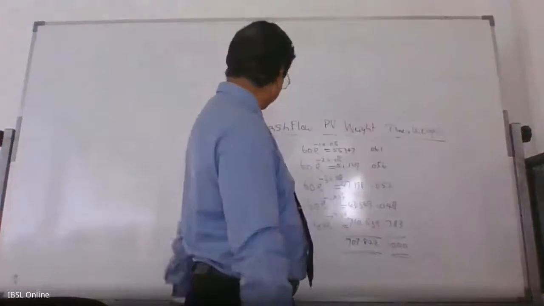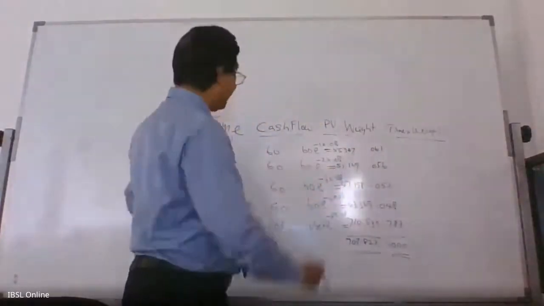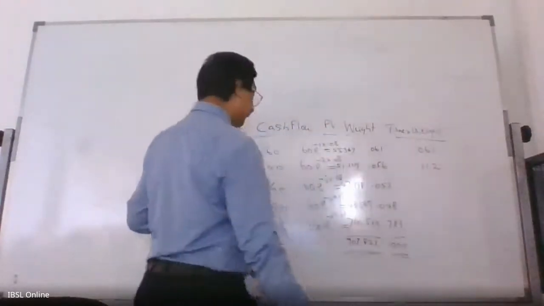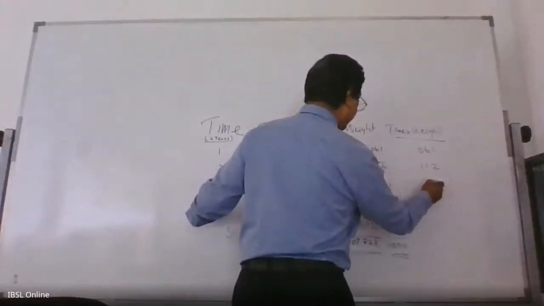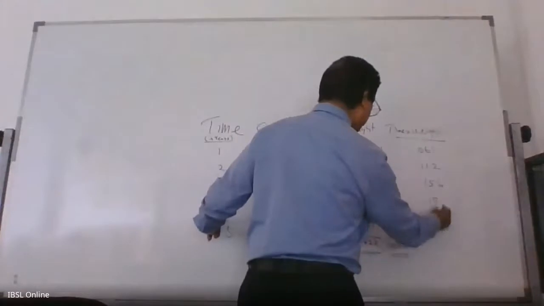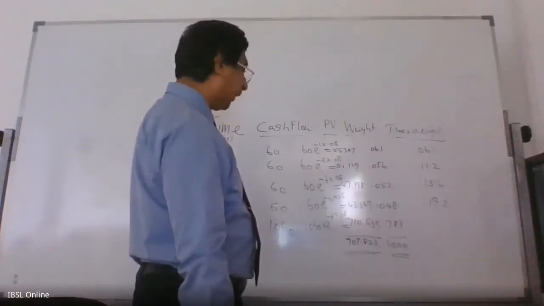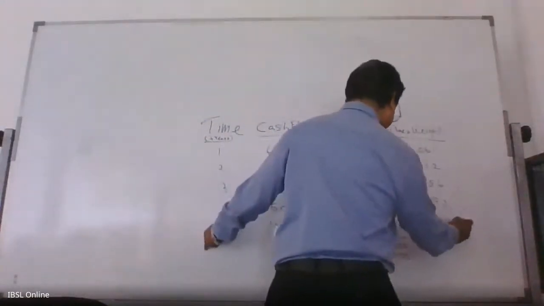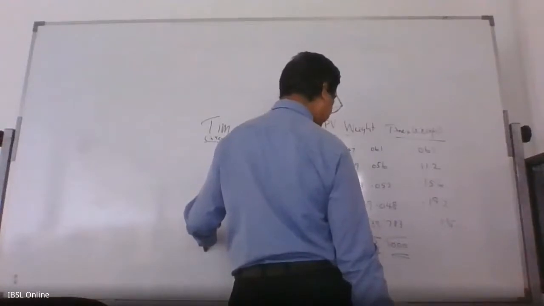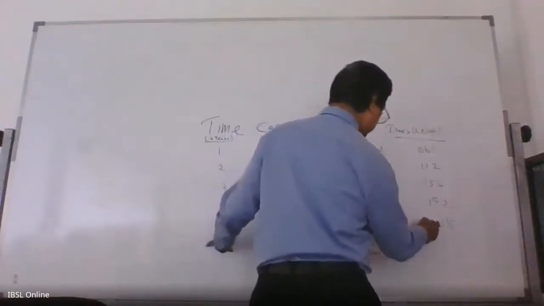Now we need to get the time into weight column. Okay, so there what you do is the time column has to be multiplied with the weight column. 1 into 0.061, that is 0.061. 2 into 0.056, that is 0.112. 3 into 0.052, that is 0.156. Then 4 into 0.048, that is 0.192. And the last one, 5 into 0.783, that is 3.915.